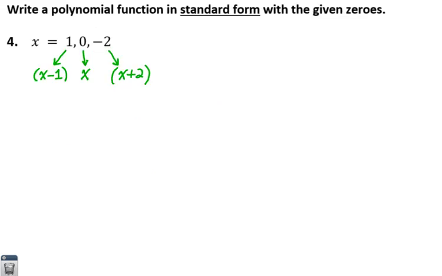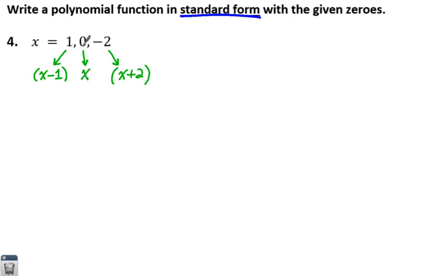Alright, number 4, the directions totally change, and now they say we want to write a polynomial function in standard form. Well, I guess they don't totally change, but what they're giving you is a totally different thing. What they give you is the zeros. So here's what you got to know for number 4. When they tell you that one of the zeros is 1, that means one of the factors is x minus 1. When they tell you one of the zeros is 0, that means one of the factors could have been, for example, x.